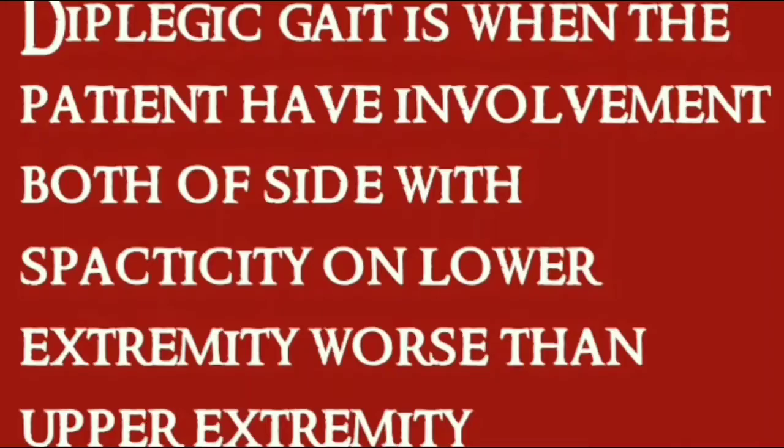Hello guys, my name is Shelly Petria. I'm from Polytechnic of Health Science Jakarta 1, Ministry of Health of Republic Indonesia, from the Prosthetic and Orthotic Department. So now, I will explain and demonstrate diplegic gait. Diplegic gait is when the patient has involvement of both sides with spasticity in the lower extremity worse than the upper extremity. Diplegic gait is similar to scissor gait. The particular position of diplegic gait is flexion of the hip, flexion of the knee, and the feet and ankles are rotated internally and extended.